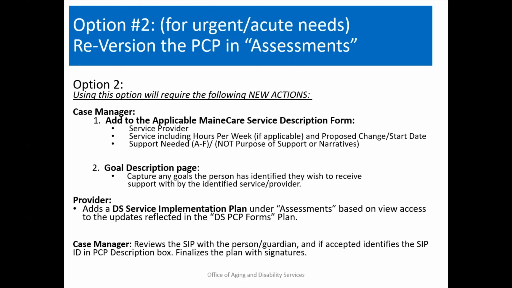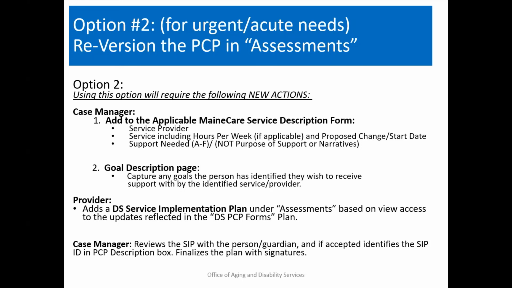The areas of support needed have a drop-down list from A through F. You will select the applicable level of support needed. You will not need to select the purpose of support or complete either of the service planning narratives.